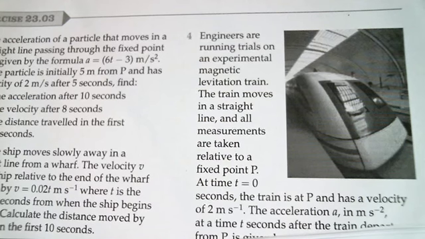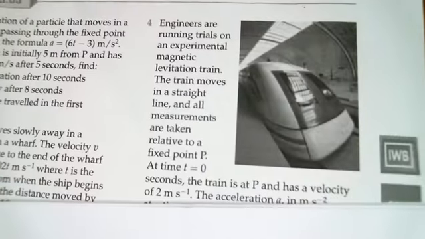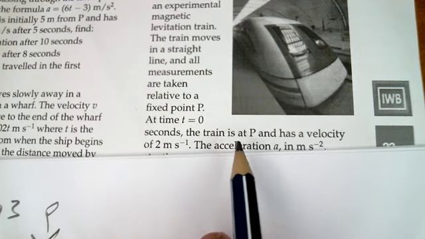Question 4 says, engineers are running trials on an experimental magnetic levitation train. The train moves in a straight line and all measurements are taken relative to a fixed point P. So here we are, it's moving along, and I'm going to call this point P. This is time 0. And we're told at time equals 0 seconds, the train is at P.